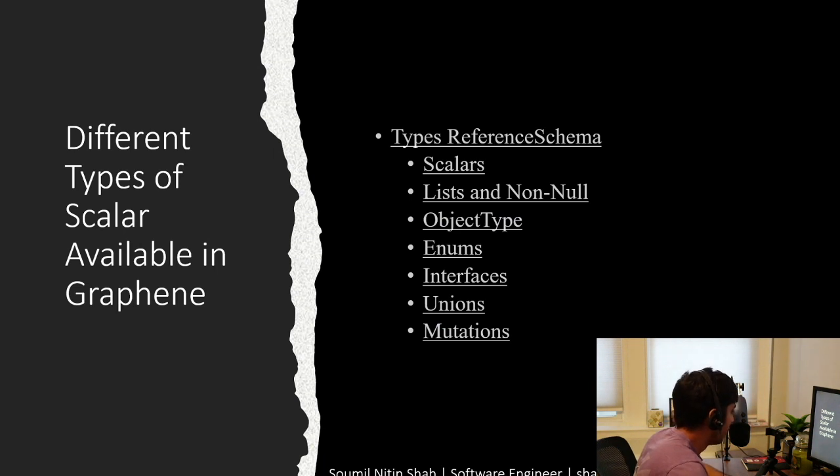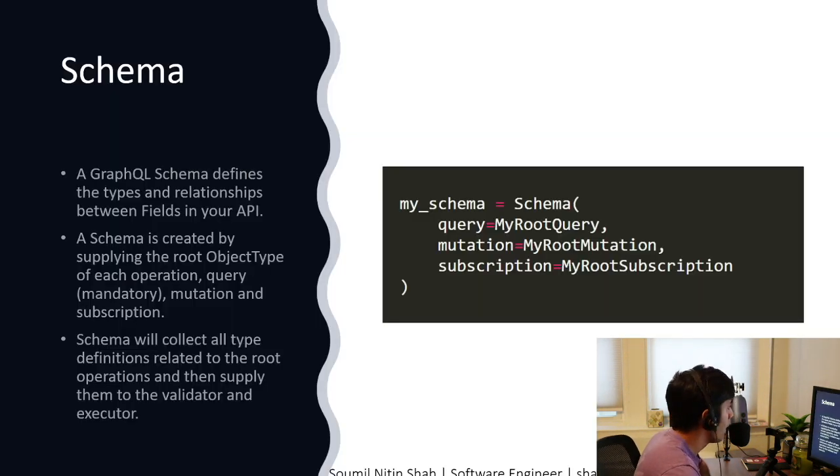Different types of scalars available in Graphene. So these are the different types of scalar, that is list and non-null, object type, enums, interface, unions, and mutation. You'll say, what the hell is this? Okay, it's okay. List is basically an array. Non-null means it should not be null. Object type means if you have any object or JSON, that's an object. Enum is basically, you know what enum is. Interface, unions, and mutations, we'll see about that. Mutation is basically about CRUD operation, like delete, add, whatever that. So it's basically CRUD operation.